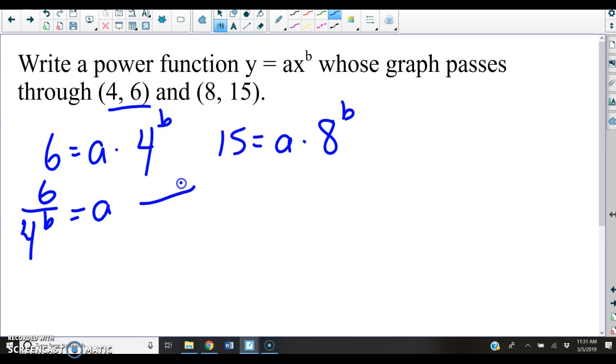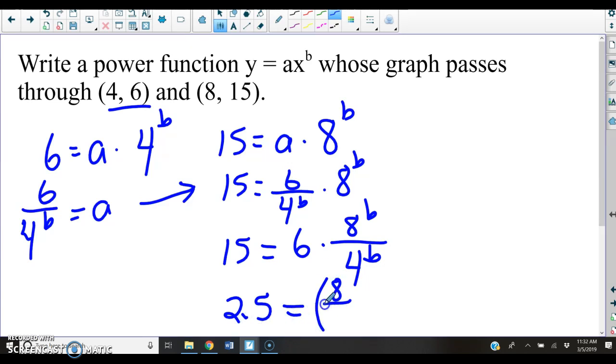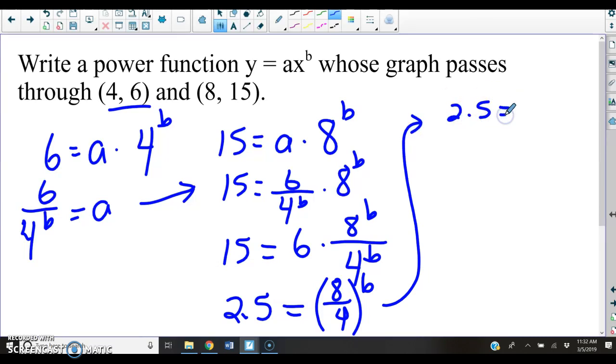So when I substitute that in the other equation, I got 6 over 4 to the b times 8 to the b. Okay, here's a little bit of algebra. Does it really matter where that fraction's denominator goes? And no, it doesn't. Okay, so when I look at this, I'll get 2.5 when I divide out the 6. This could be written as 8 over 4 to the b. I'm going to come up here. So I got 2.5 equals 2 to the b.